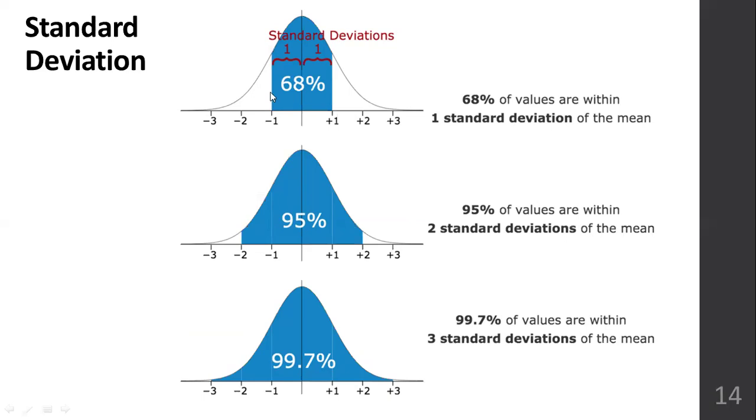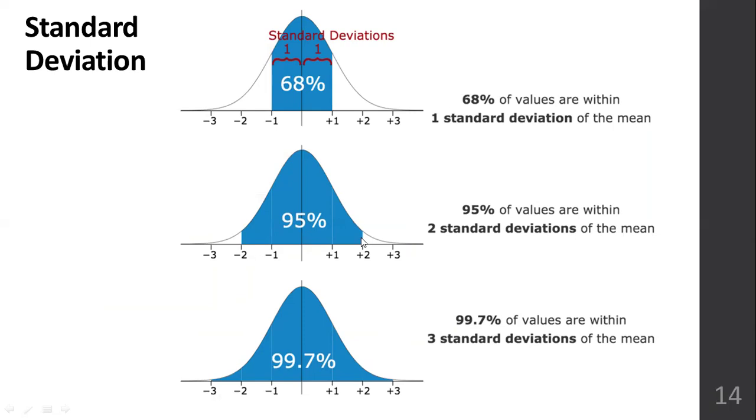So in a normal distribution curve, it is said that 68% of all the data in your data set is within one standard deviation. 95% of all the data in your data set is within two standard deviations. 99.7% of all the data in your data set is within three standard deviations. So this is the normal distribution curve used in research.